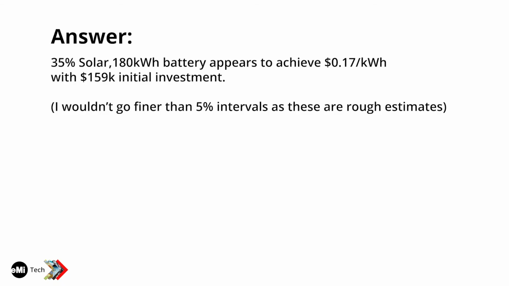So in this case, it was close. It might even be a rounding error, I'm not sure, but I wouldn't go any finer than 5%. I was able to get 35% solar with the 180 kilowatt hour battery and achieve that 17 cents per kilowatt hour with a $159K initial investment. Like I said, don't feel like you have to go down to the 0.05 percent. It doesn't matter at that point. Just try to get in the ballpark, plus or minus 5%.